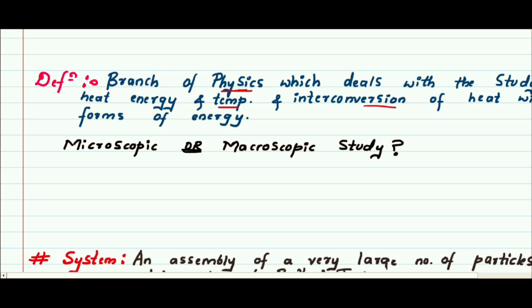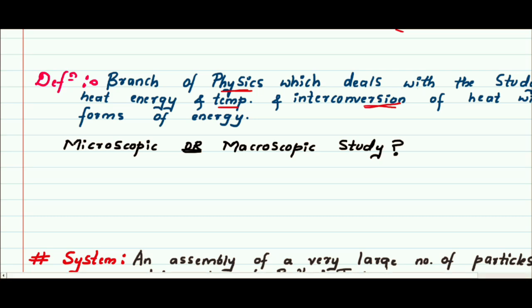It is a branch of physics which deals with the study of heat energy, temperature, and the interconversion of heat with the other forms of energies. So what does this interconversion mean? Heat energy can be converted into light energy, or heat energy can be converted into mechanical energy. So heat is converted into light, or light is converted into heat energy, mechanical energy is converted into heat energy, or heat energy is converted into mechanical energy. So this interconversion is going to happen in thermodynamics.